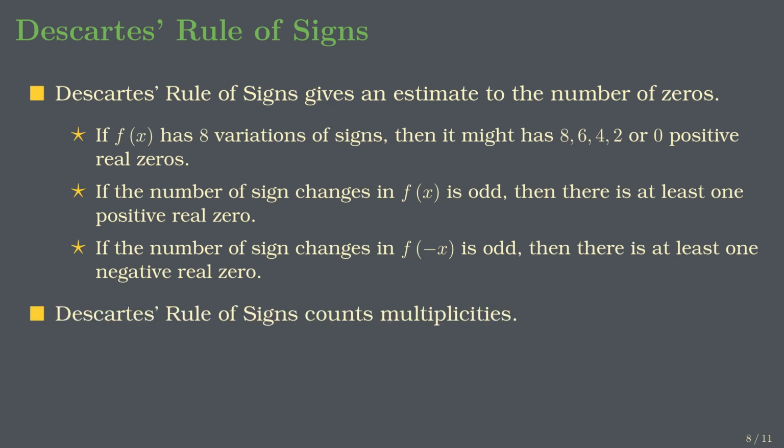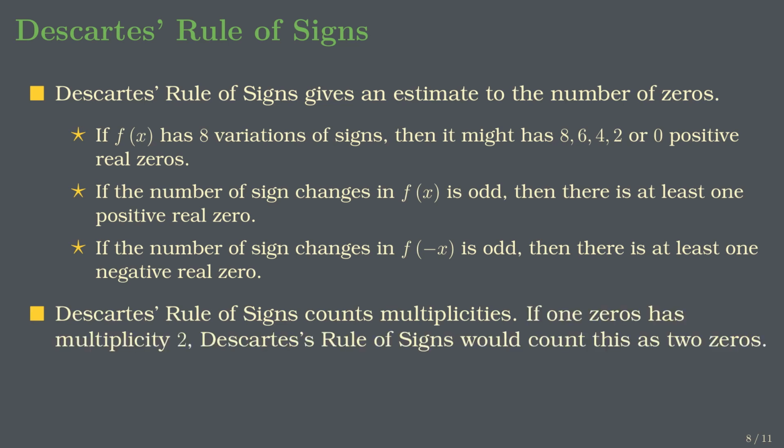The second limitation is that Descartes' rule of signs counts multiplicities, meaning that if a zero has multiplicity 2, then Descartes' rule of signs would count this as 2 zeros.